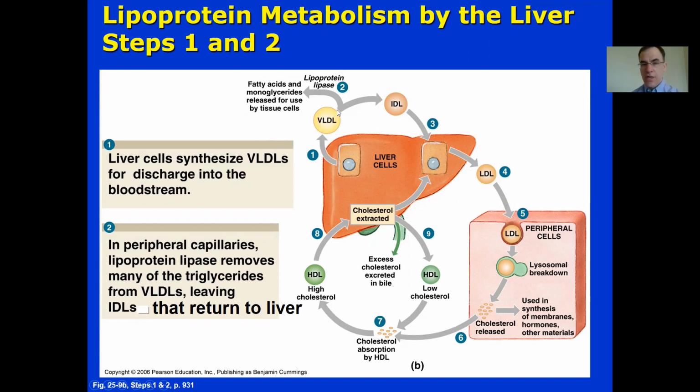That VLDL carrying triglyceride will travel through the body and go to the capillaries of the various parts of the body, in our case, the skeletal muscle. The wall of the capillaries makes an enzyme called lipoprotein lipase. What this lipoprotein lipase does is it starts to strip away the triglycerides from the VLDL. The tissue then takes the triglycerides and uses them for energy to make ATP. When the VLDL loses its triglyceride, it becomes what's called an intermediate density lipoprotein.